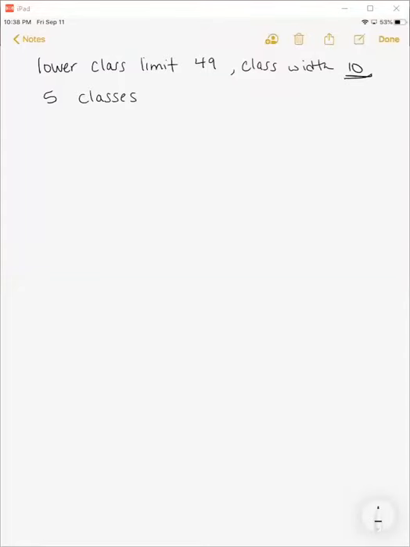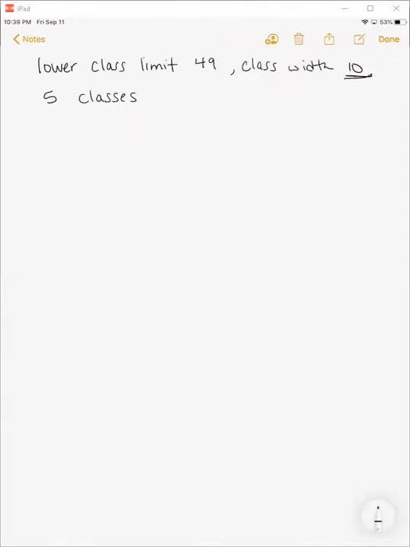Hey guys, so I wanted to come on and explain a little bit more how to find your lower class limits and your upper class limits. You'll see on the homework that a lot of it was done already for you, and you just had to find the frequency and the relative frequency of the data.